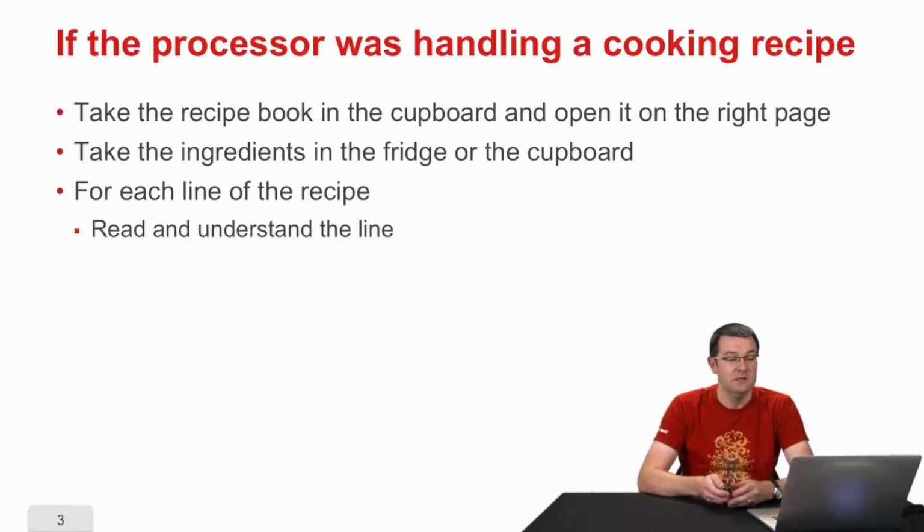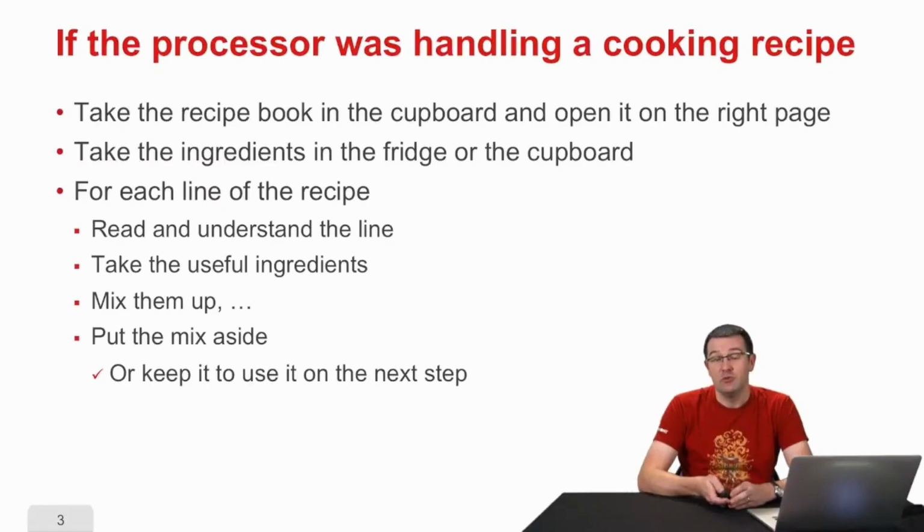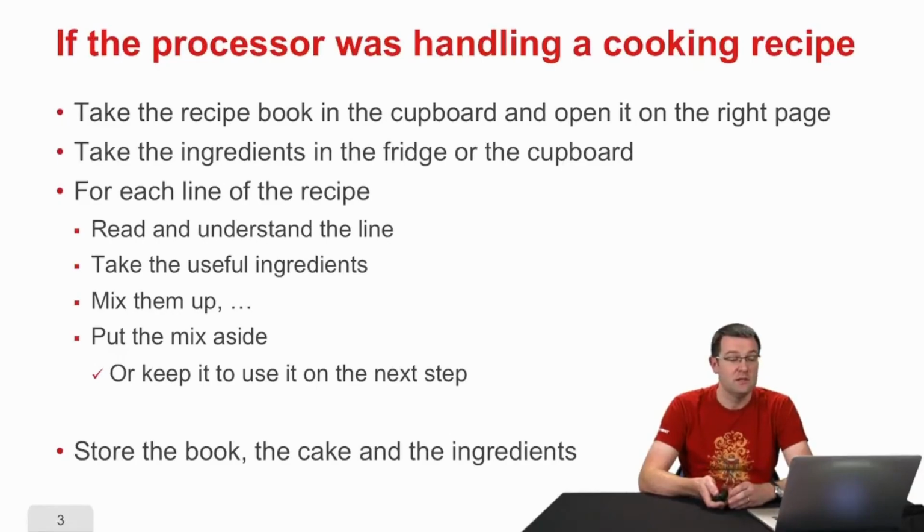So first it is going to try to read and understand the line, then it is going to fetch the useful ingredients to put them in the salad bowl or the tool it is going to use to prepare the recipe, so it will mix the ingredients up, apply what the recipe line says, and finally the result. So the mix, for example, will either be put aside and kept for later, or it will be used for the next recipe instruction. So the processor executes all the instructions one after the other until the end of the recipe, and then it will put the recipe book back into the cupboard, put the ingredients away in the fridge or the cupboard and store the cake where it wanted it to be stored.